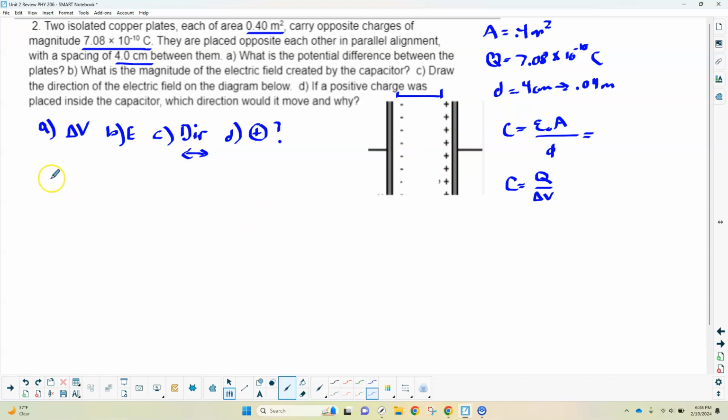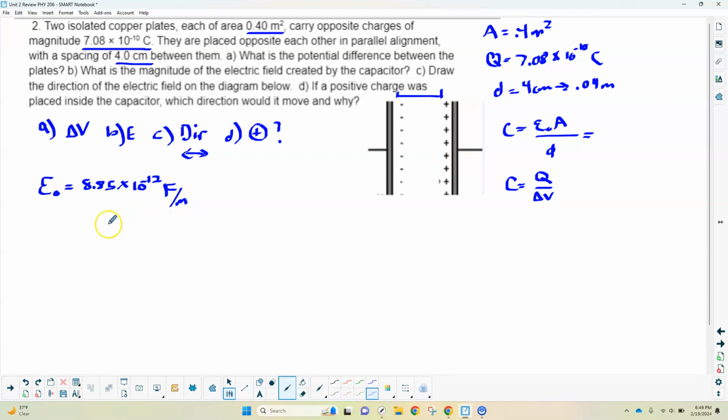Another constant that you will be given or need to know is E naught, the permittivity of free space. It's 8.85 times 10 to the negative 12th. Again, you don't have to memorize that. And the units would be farads per meter.